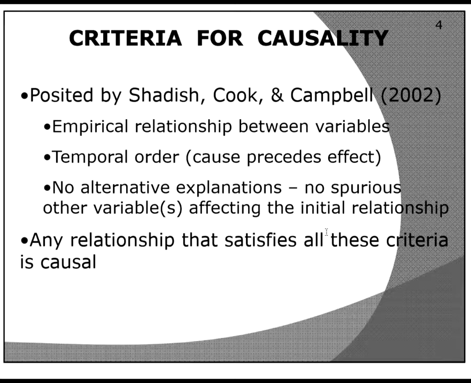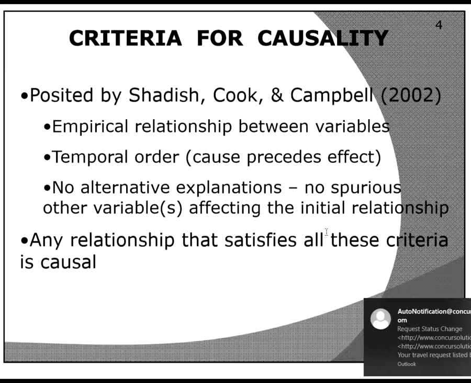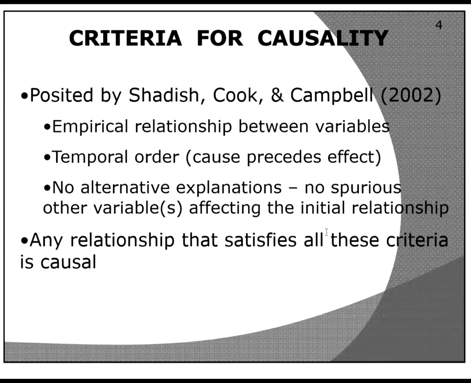The third one is the trickiest of all, and that is that there are no alternative explanations. There are no spurious variables, meaning variables that might cause both of these things to happen and have nothing to do with what your relationship shows. The classic example of this is the ice cream issue in criminal justice. Ice cream sales are highly correlated with crime, and we don't want to go on to say that ice cream causes crime, right?